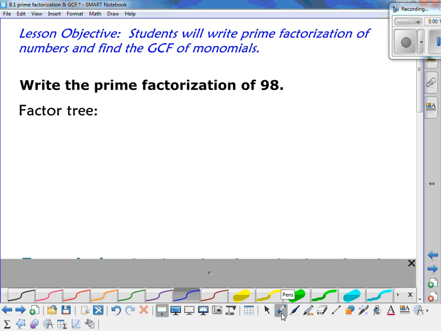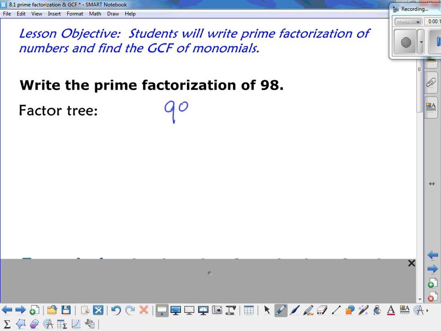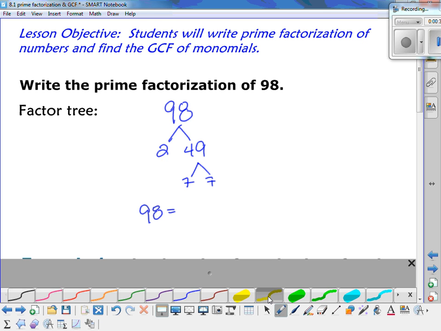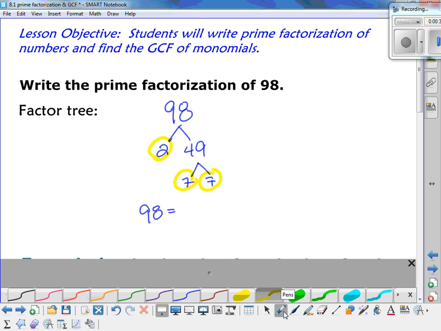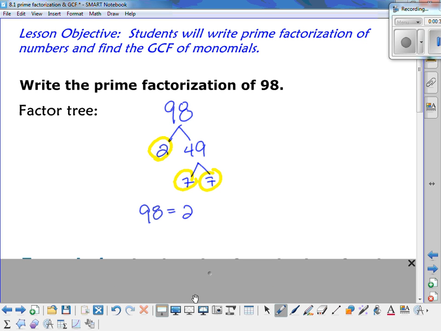If I want to write the prime factorization of 98, I can do that using a factor tree. So we just had that on our 5-a-day, and we said it was 2 times 49, right? And then 49 we can break down to 7 times 7. So for 98, I just take everything on the outside of that tree. I've got 2 and 7 and 7. So 98 is equal to 2 times 7 squared.